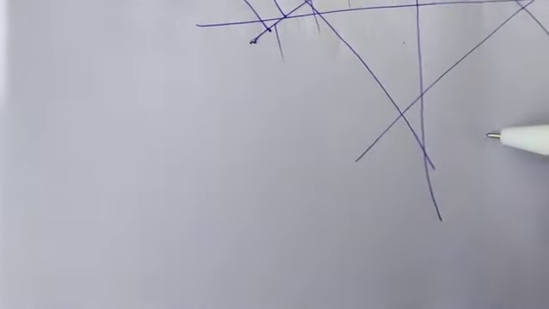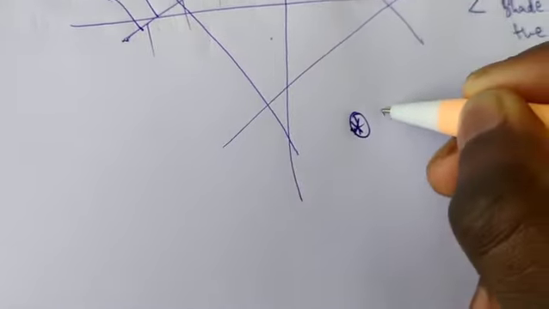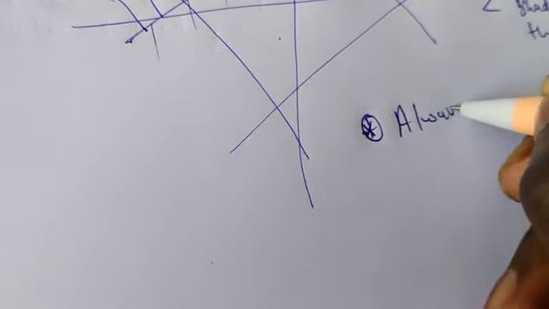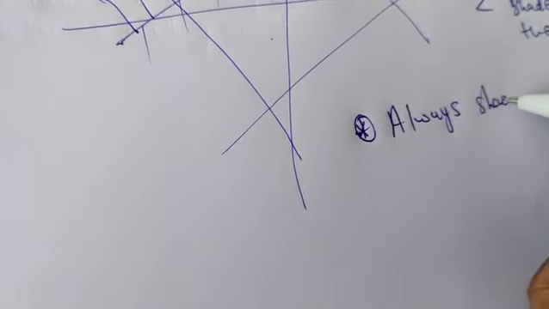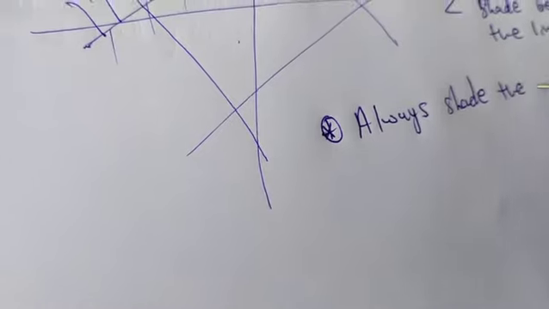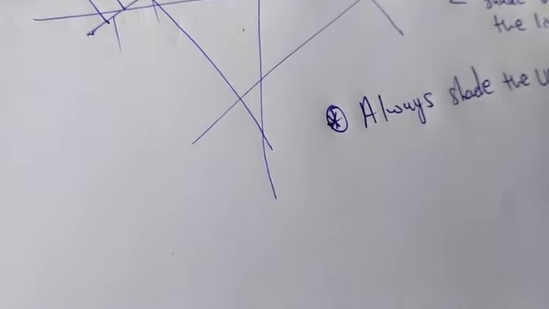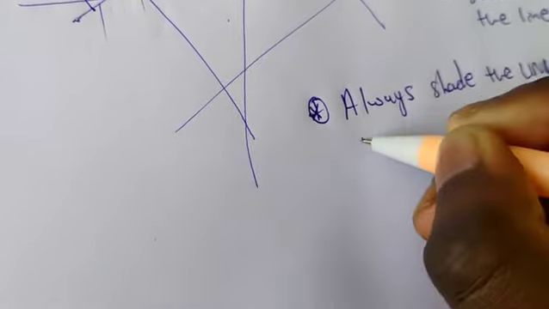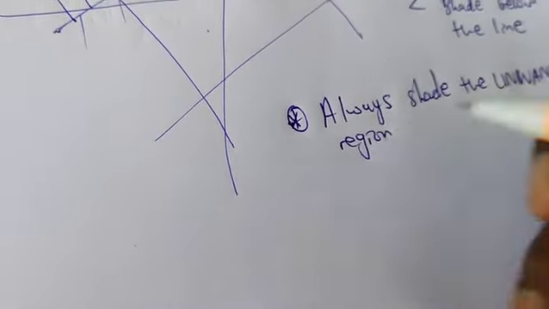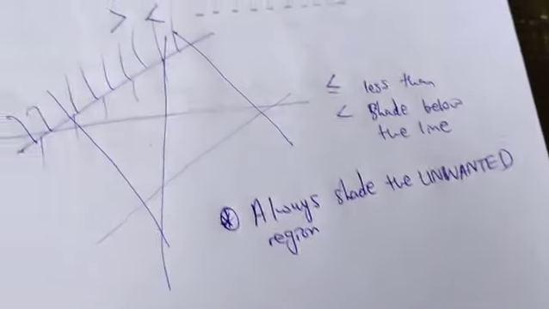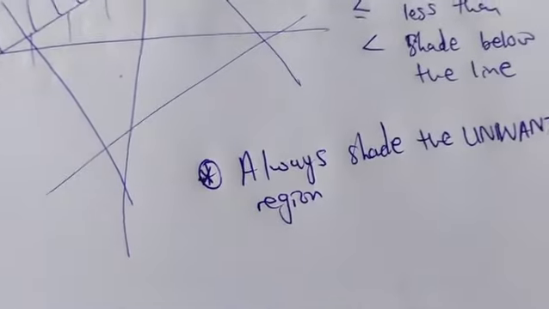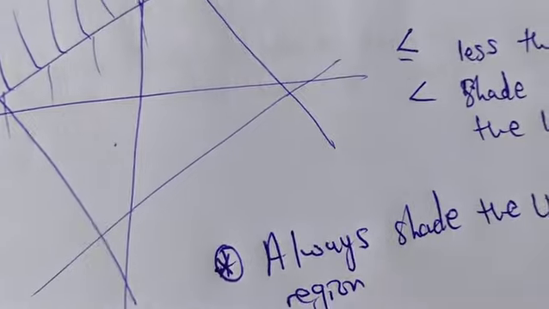And the most important part, always shade the unwanted region. Always shade the unwanted region in linear programming. Okay?